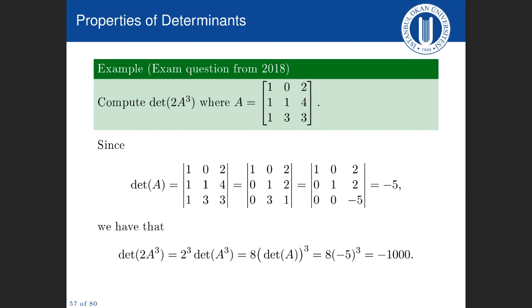Or if you wanted to, you could calculate 2A cubed. You could do A multiplied by A multiplied by A, and then double it, and then calculate the determinant. But that would be a much longer calculation.